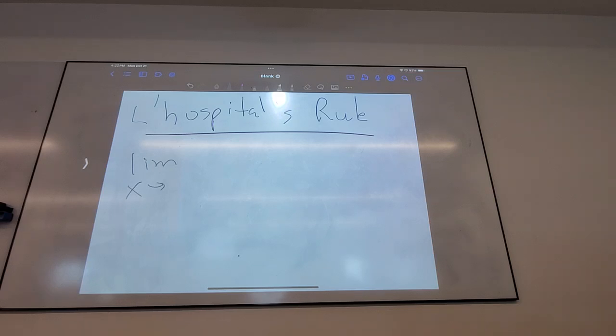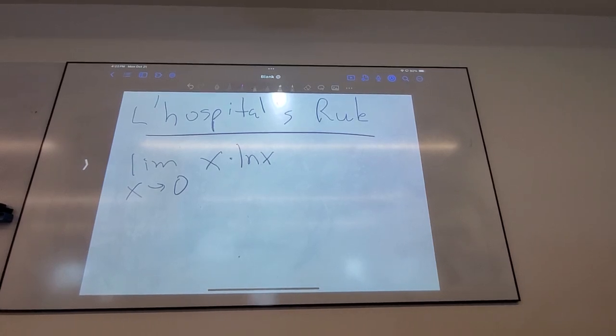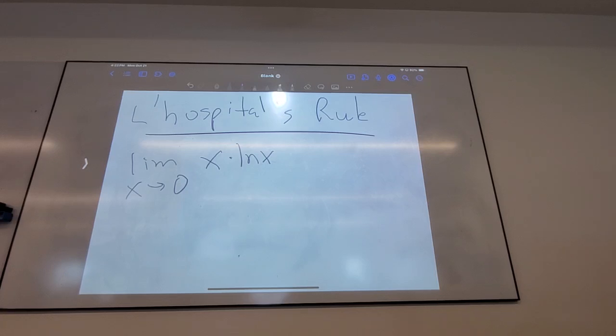One thing we did last time was this guy. Is that indeterminate form? Well, let's see. What form is it in? As x goes to 0, what does x go to? 0. As x goes to 0, what does natural log go to? Negative infinity. Just remember the graph.